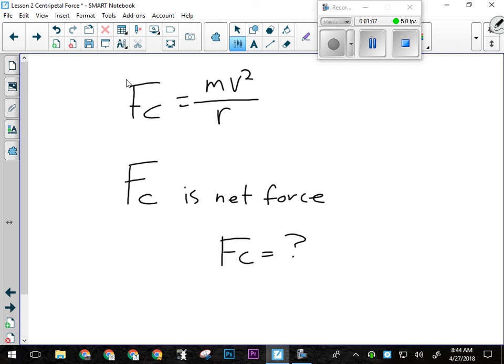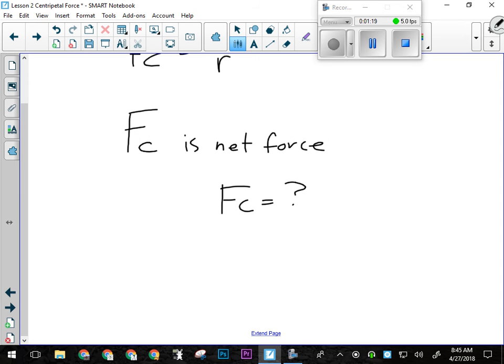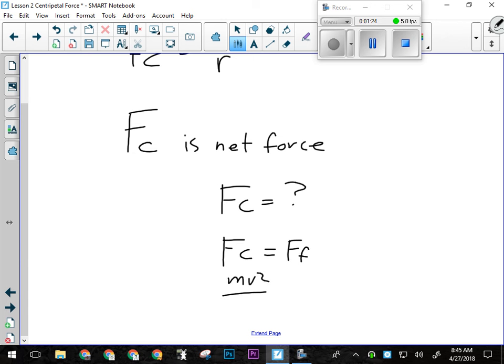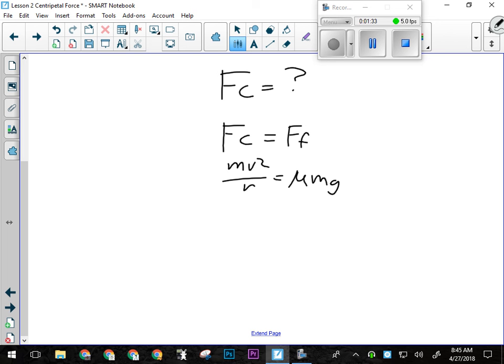Thus far, we've really only gone over unbanked curves as an example of that. And what holds you in an unbanked curve? Friction. So in the case of an unbanked curve, we would say that FC equals the force of friction, and then we would set their formulas equal to each other. mv squared over r equals mu times the normal force, which on an unbanked corner is the force of gravity. If I was looking at something that was being held in place by the force of gravity, then I would have mv squared over r equals m times g. I just set centripetal force equal to whatever force is providing it.